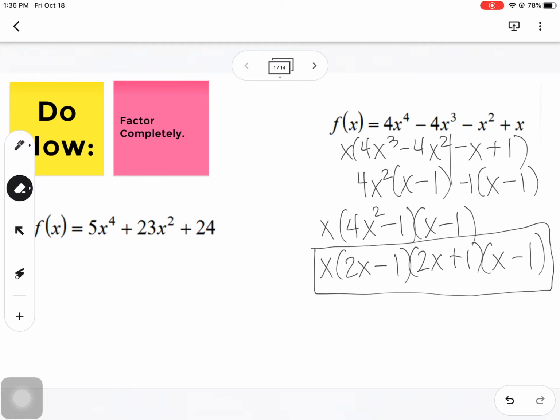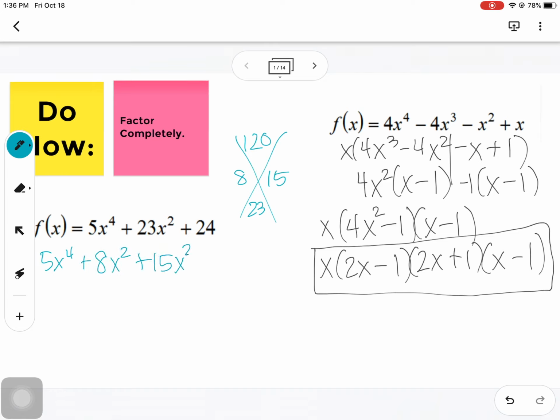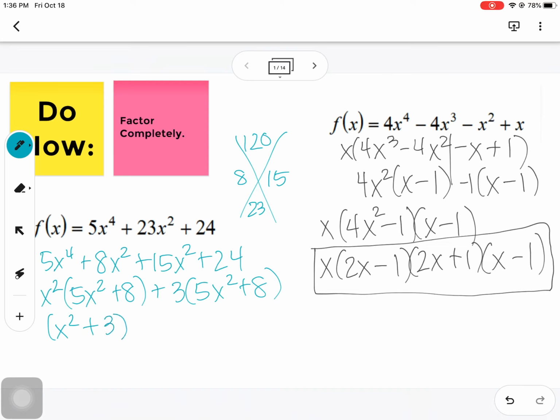On this second one, you are going to use your x method to factor it. It does not have a GCF, so we're just doing 5 times 24 is 120, and then adding to 23. The numbers that will do that are 8 and 15. When you go through this, 5x to the 4th plus 8x squared plus 15x squared plus 24. You can pull out an x squared. You're left with 5x squared plus 8. And then out of the back, we can pull out a 3, and we're left with 5x squared plus 8, which gives us this.